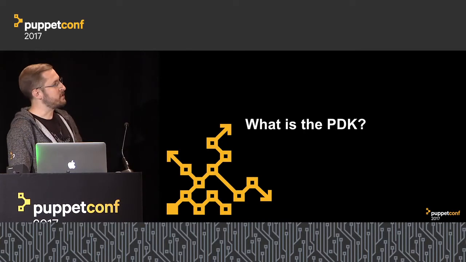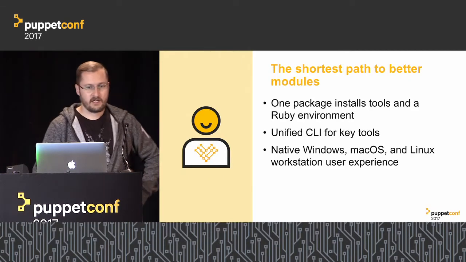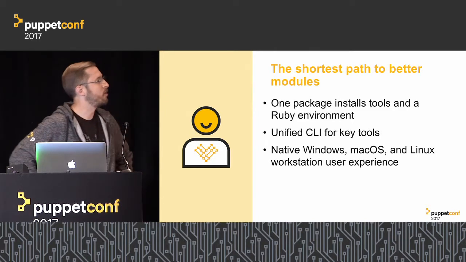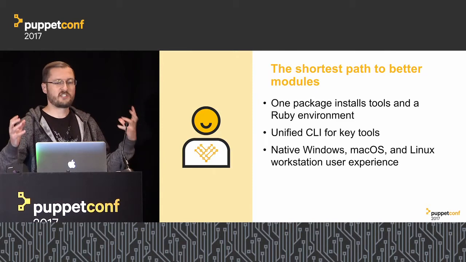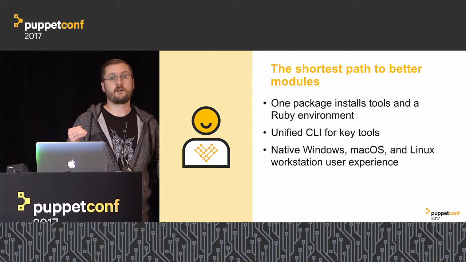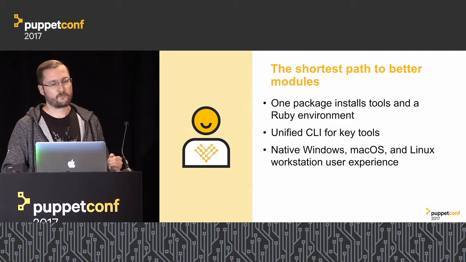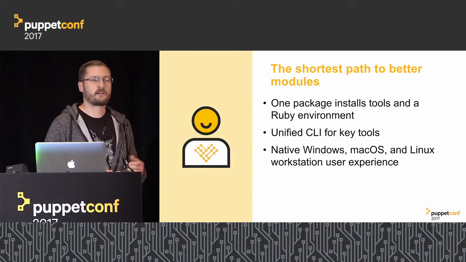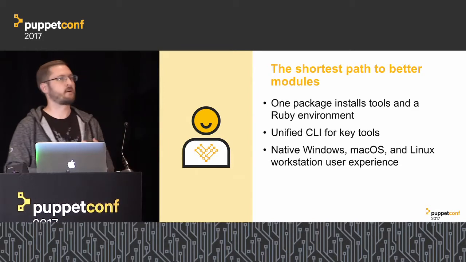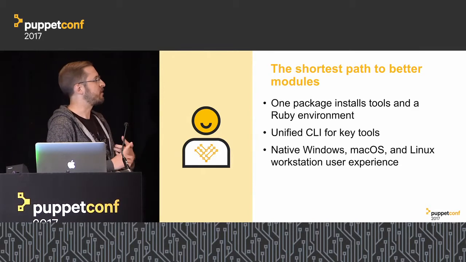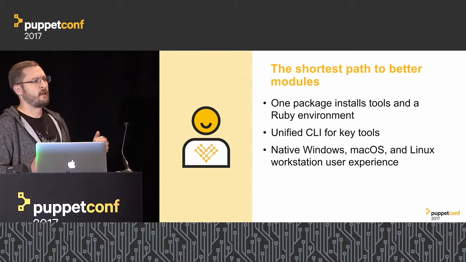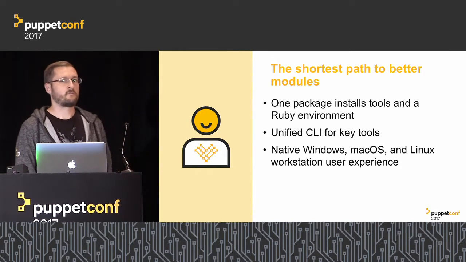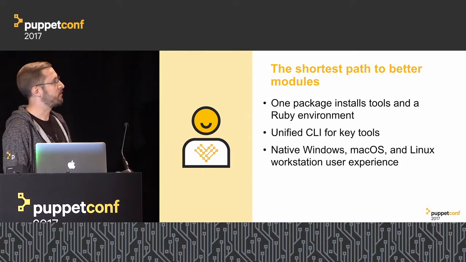So what is the PDK? Our slogan for the PDK is the shortest path to better modules. What that means is we're just trying to make it super easy to get started with Puppet development. We've heard from a lot of people that they spend hours or days getting Ruby installed and getting Bundler installed and finding all the right gems and getting their Gemfile working and all that stuff. People come up to us all the time and say, every new developer, it's an entire day to get them to the point where they can write a single line of Puppet code.